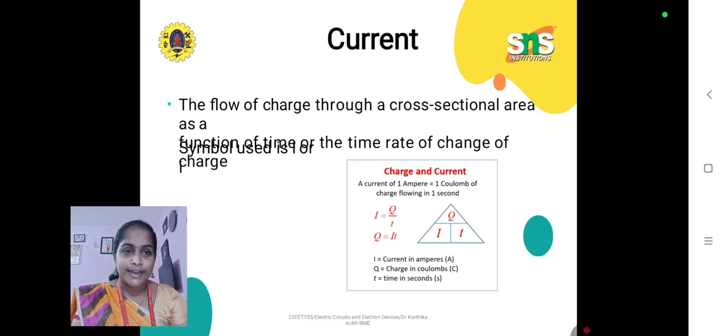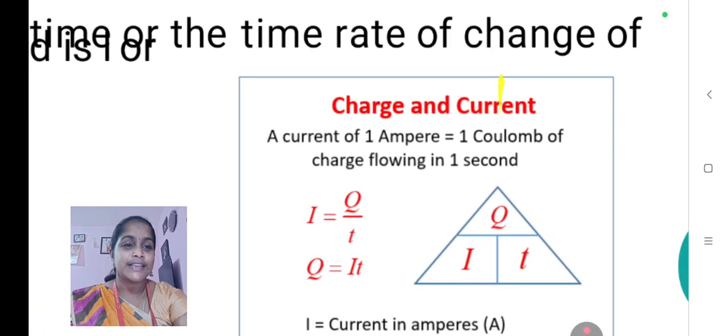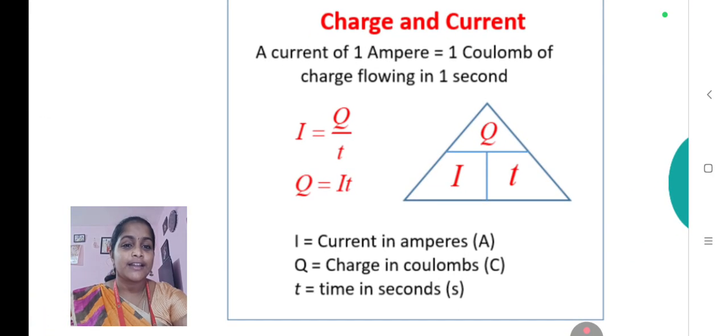Then what is current? A flow of charge through a cross-sectional area as a function of time, or the time rate of change of charge. The symbol is I. A current of 1 ampere is equal to 1 coulomb of charge flowing in 1 second. So I equals Q by T, Q equals IT. Here I is current in amperes, Q is charge in coulombs and T is time in seconds.